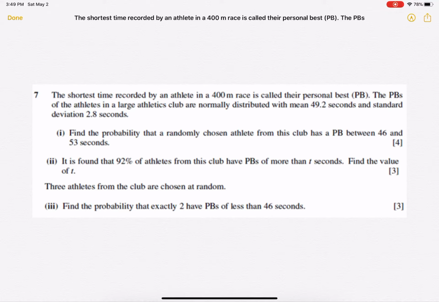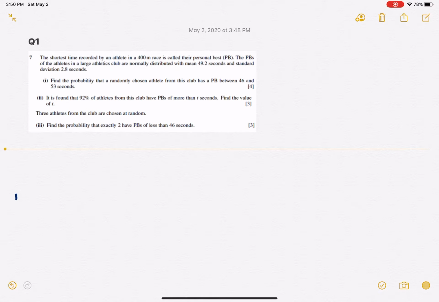they say to find the t value so that 92% of athletes from this club has exceeded this t value. And then they talk about some kind of tree diagram problem related to this, which talks about three athletes. So let's go by part. So in section 1, here's the question, and in section 1 we could define x first.